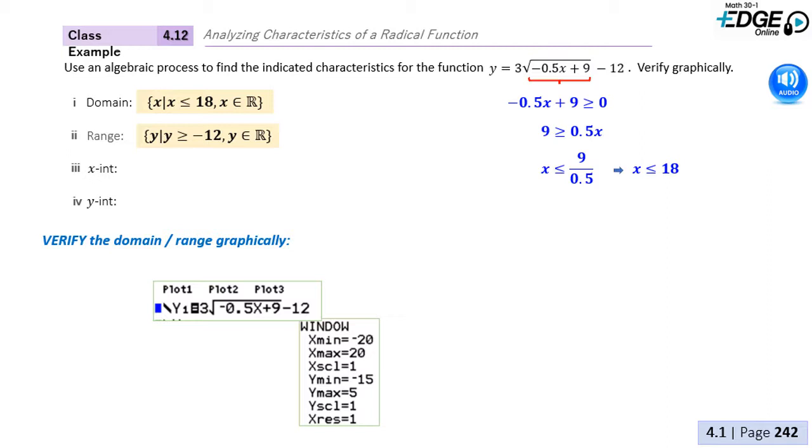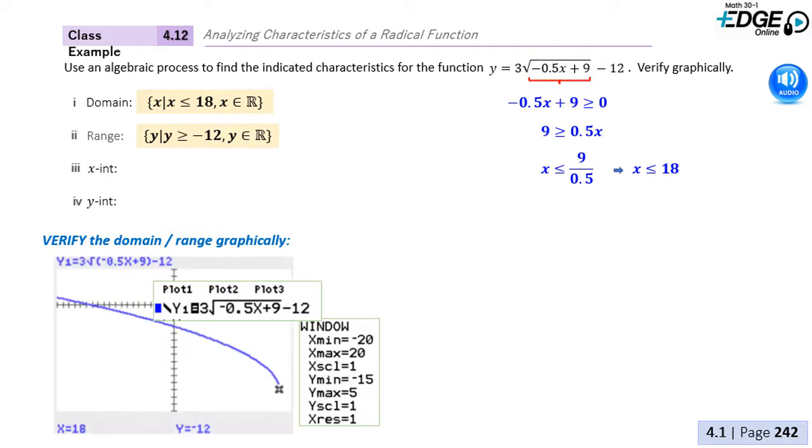Now we type this function into our graphing calculator, and if you use the window settings shown here, you should see a graph like this. Now we can confirm that our endpoint is at 18 and negative 12, our domain includes all points left of that, and our range includes all points above that.